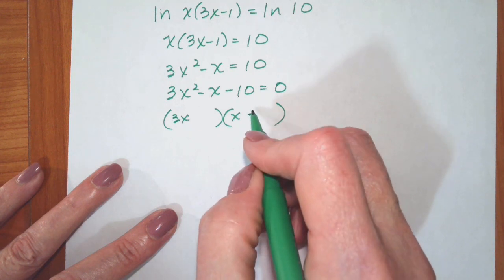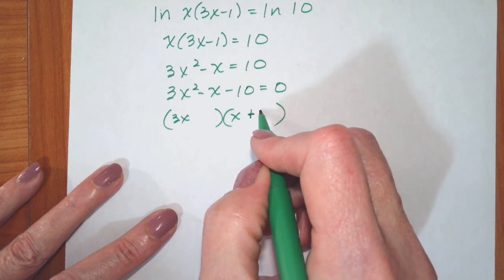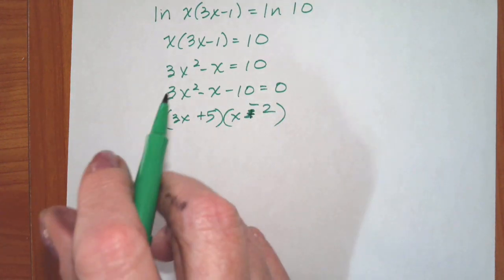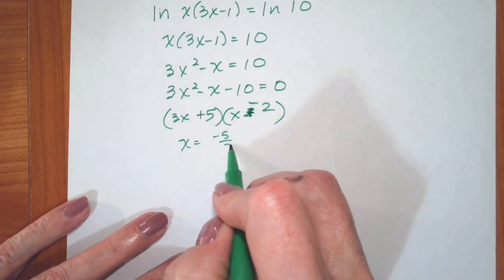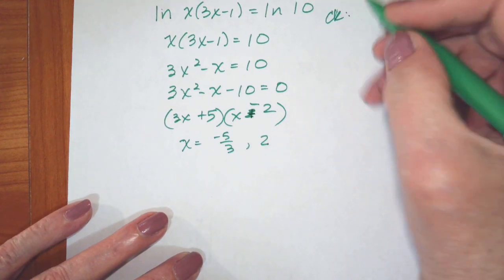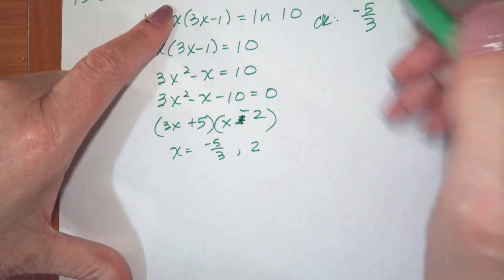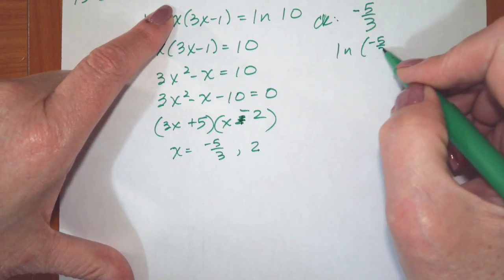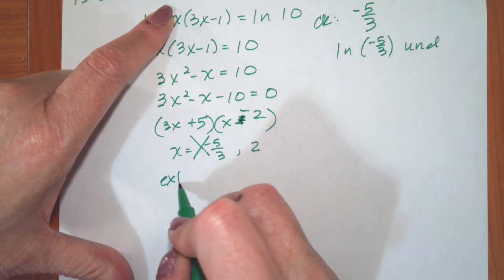So let's see, this is plus minus 2 and plus 5. Okay, so my x is negative 5/3 or 2. So I want to check both of them. So let's check negative 5/3. Well, my first term is the log of x, so the natural log of negative 5/3 is undefined, so that is an extraneous solution.